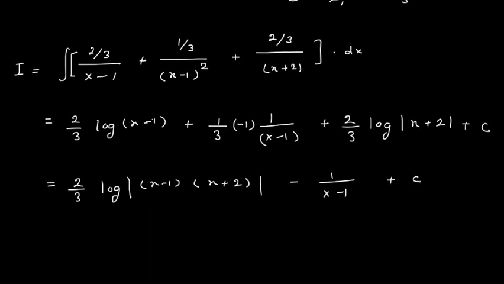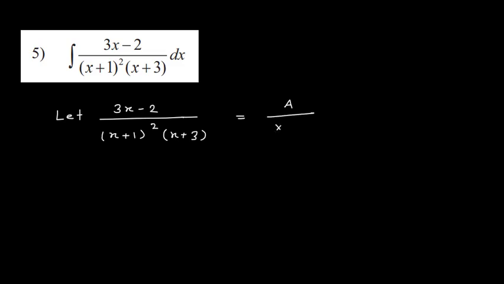Shall we move to question 5? Now this question number 5 is exactly the same as what you have done in question number 4. So I recommend that you try this problem yourself and then see the video. So here you assume, you will say, let 3x minus 2 divided by x plus 1 the whole square into x plus 3, you consider this as a divided by x plus 1, plus b divided by x plus 1 the whole square, plus c divided by x plus 3.